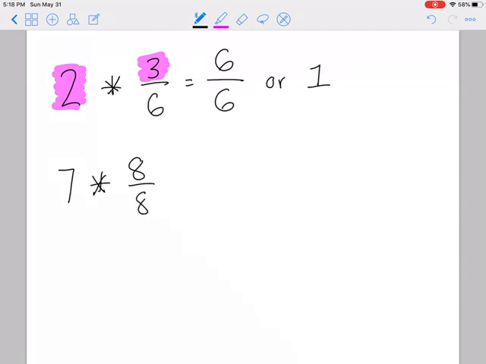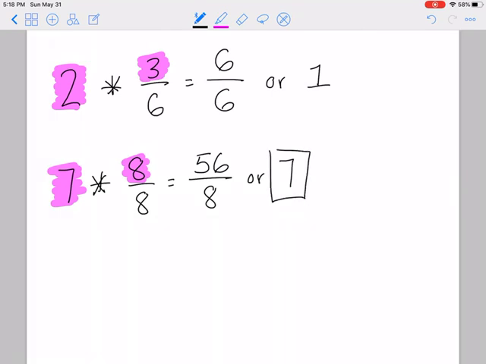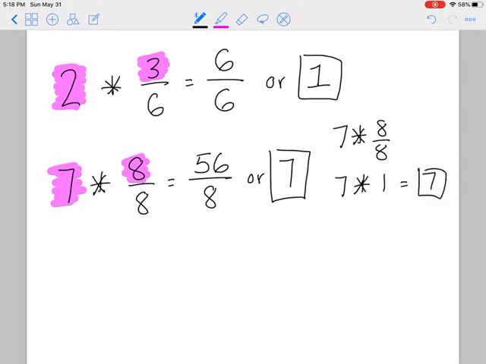7 times 8 eighths. Now, there's two ways you can do this one. You could do it the same way, doing the whole number times the numerator. So 8 times 7 would give you 56, and the denominator stays the same as eighths, which we know 56 is a multiple of 8, and 7 times 8 is 56. So you would get 7. You also know that 7 times 8 eighths can be written as 7 times 1, because 8 eighths is a whole, and 7 times 1 is 7. So either way, you get the same answer.